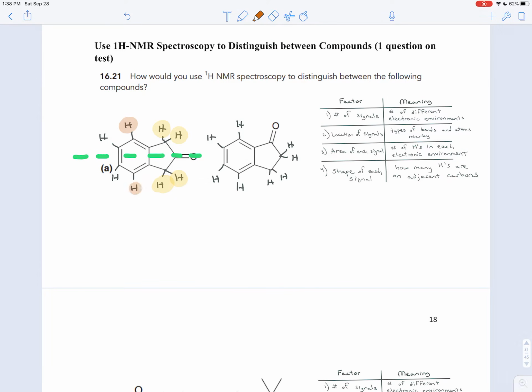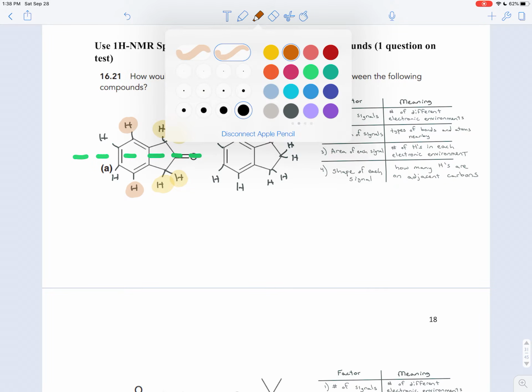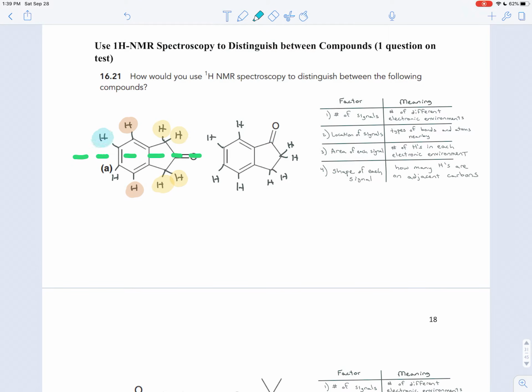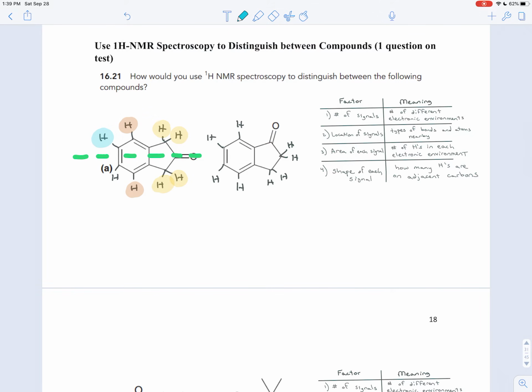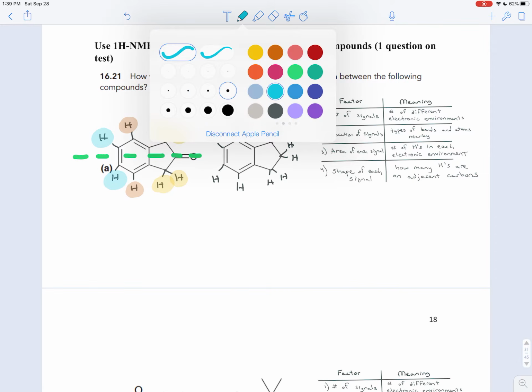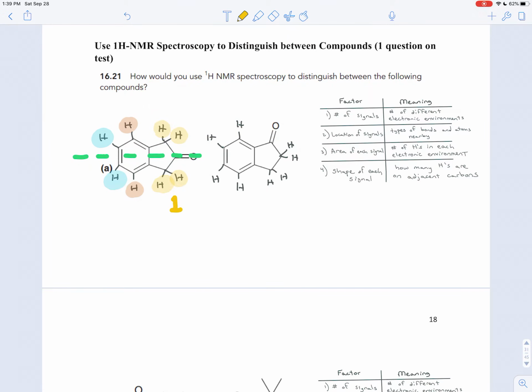And next, this hydrogen here is close to that five-membered ring, and the thing on the opposite side of the line of symmetry also has the same stuff surrounding it. And last, these hydrogens here are even further from the five-membered ring, and so from the carbonyl. So that's a new electronic environment. And the hydrogen on the opposite side of the line of symmetry is in the same electronic environment, so that would be another signal. So here we would have 1, 2, 3 signals.